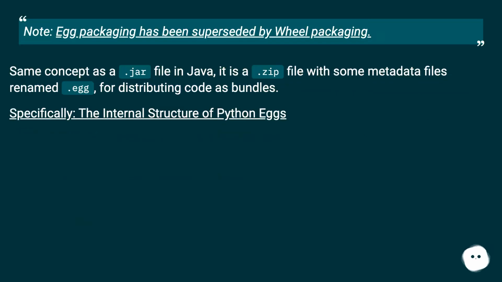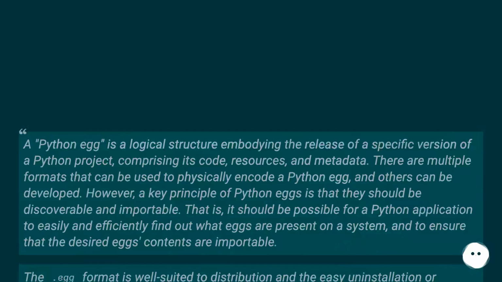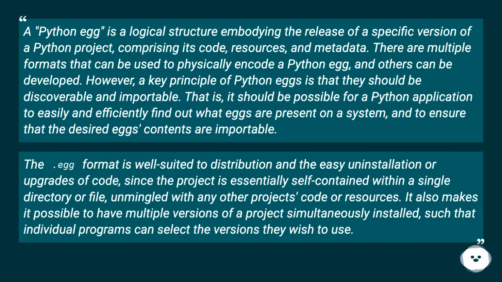Note: egg packaging has been superseded by wheel packaging. Same concept as a .jar file in Java, it is a .zip file with some metadata files renamed .egg, for distributing code as bundles. Specifically, the internal structure of Python eggs. A Python egg is a logical structure embodying the release of a specific version of a Python project, comprising its code, resources, and metadata. There are multiple formats that can be used to physically encode a Python egg, and others can be developed. However, a key principle of Python eggs is that they should be discoverable and importable.